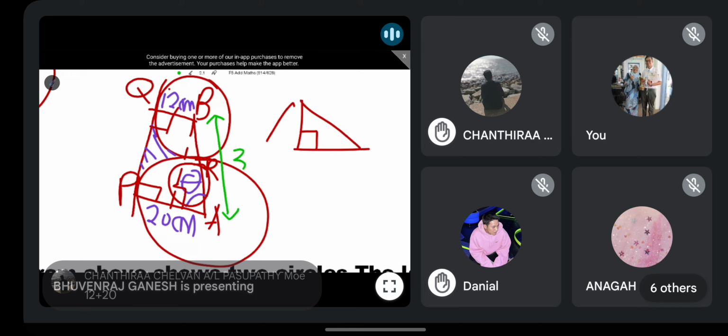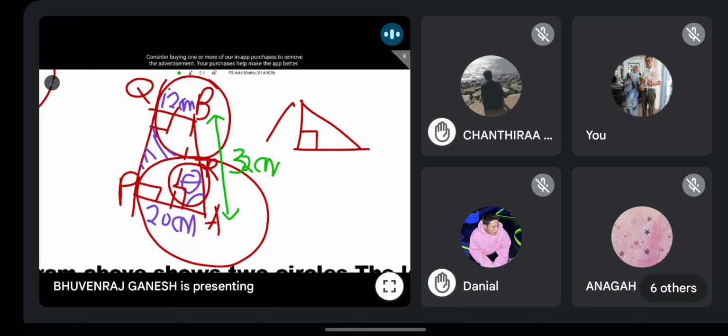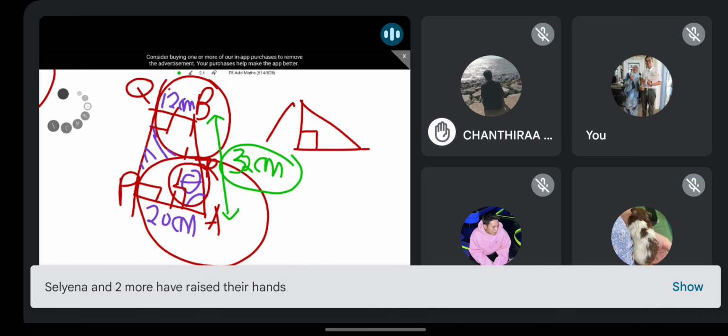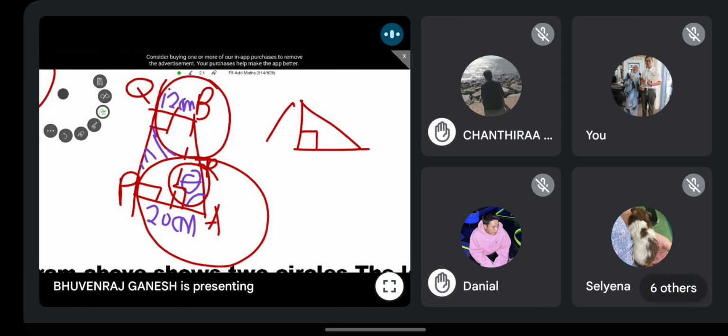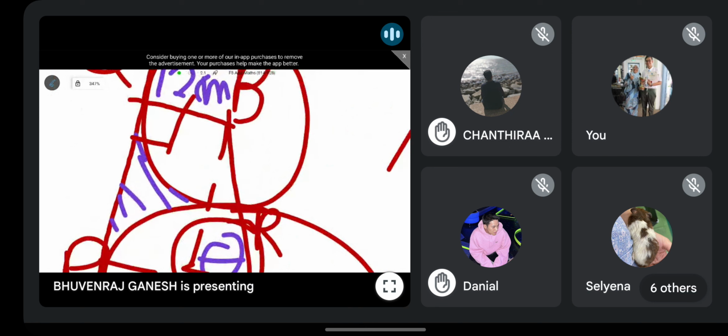Very good. Kamu tambah dua jejari bulatan. You add both radius. You get 32 cm. Okay, so anyone don't know how you get 32 cm? Angkat tangan. For those don't know, don't be shy. Jangan malu. Okay, got people don't know how to get 32. Okay, let me show. 32 cm. How to get it? Okay, if you focus on the diagram carefully lah. Can you all tell me, apa panjang BR? What is the length of BR? Can anyone tell me?